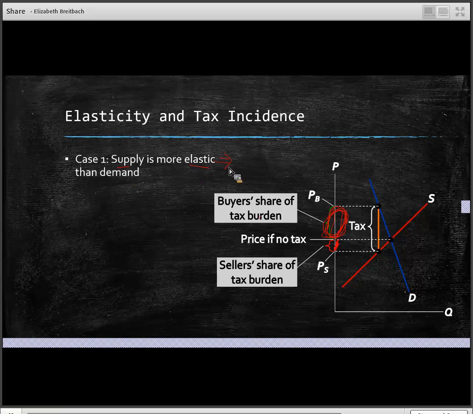And then let's look at case 2 in this market. In case 2, demand is more elastic and supply is more inelastic.